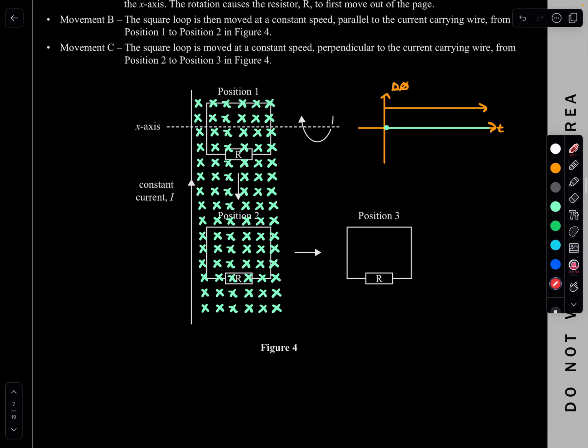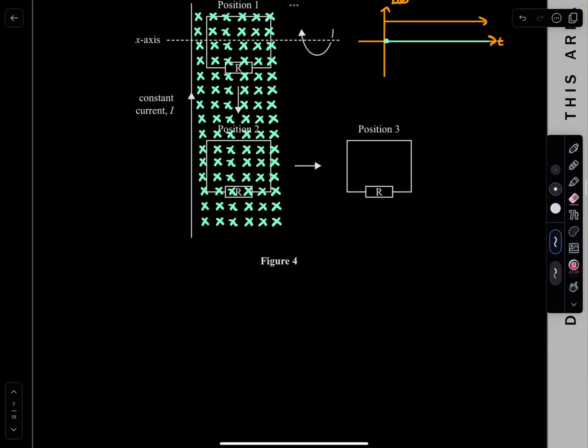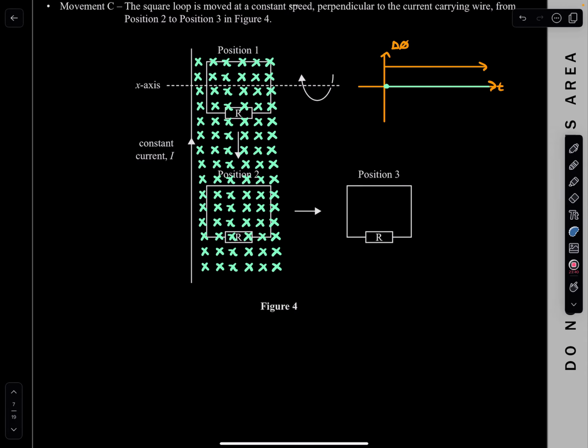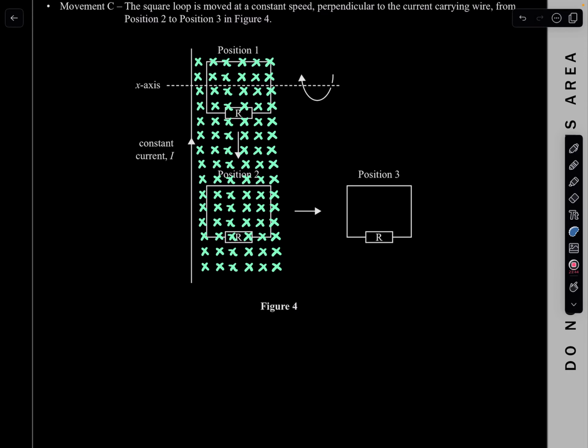Okay, let's have a look at the next part. I'm going to rub this out. Yep, no current. Okay. Let me take this out and delete it. So let's have a look at the next part.